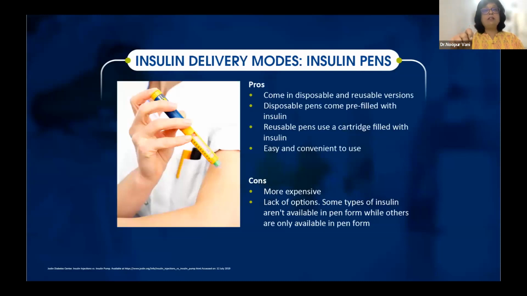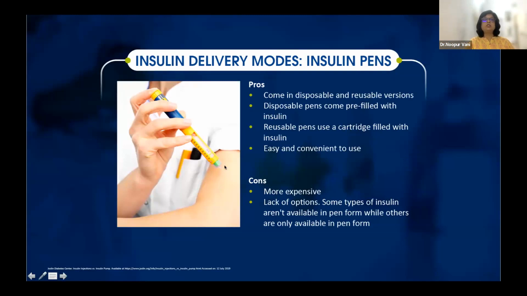Whenever we write, if the patient is taking U100 insulin, we should mention in our prescription that it should be taken with a U100 syringe, and it should be underlined with a red pen. Then, of course, the other device which we have is the pen, very commonly used in our clinics.